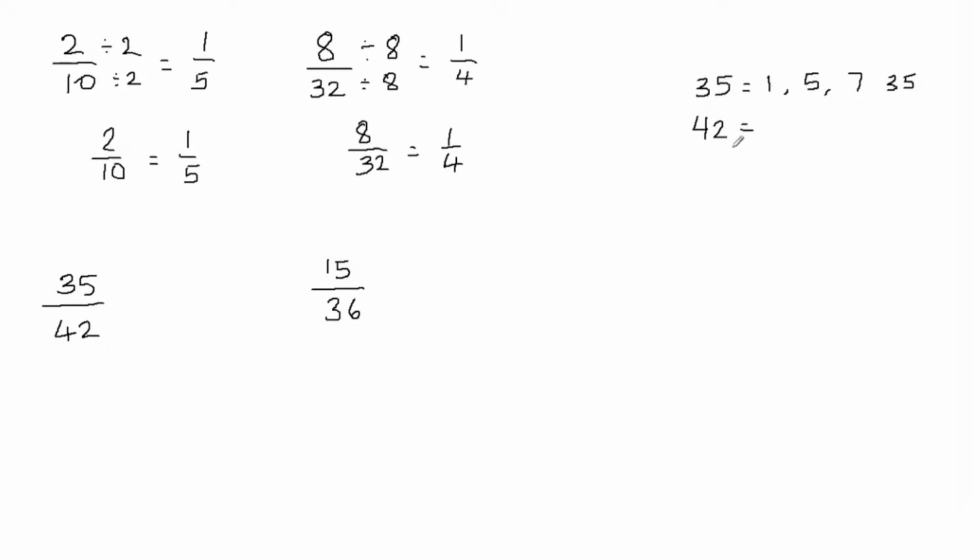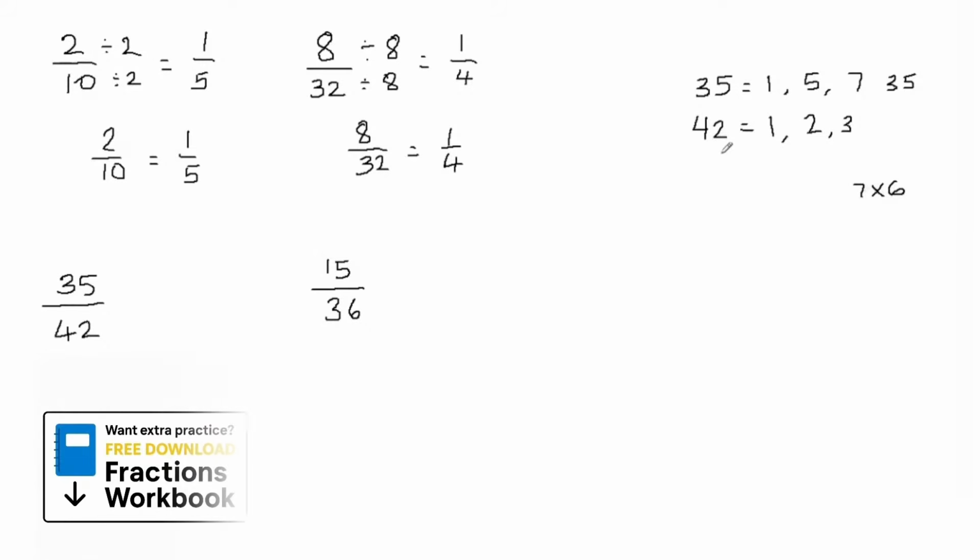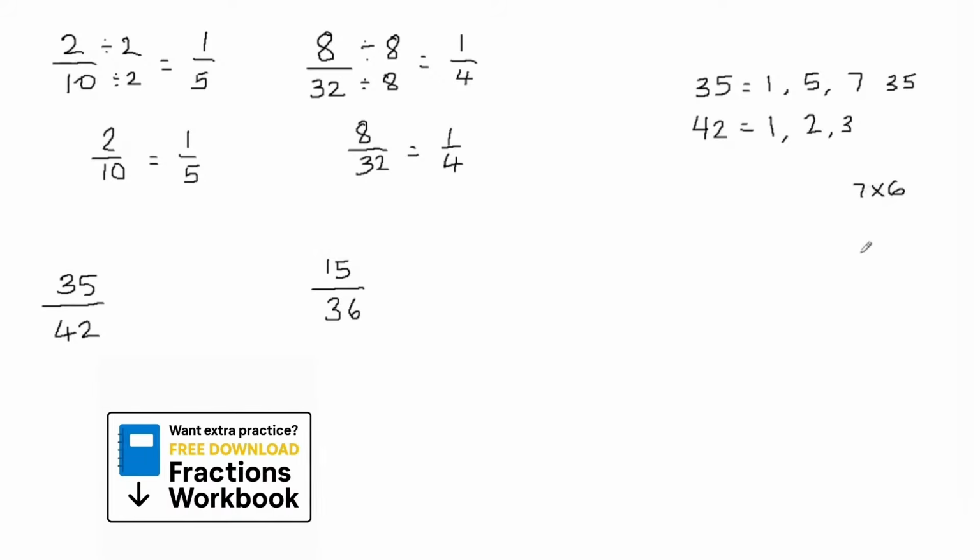Now let's write down the factors of 42. Starting from 1. Since 42 is an even number, it's obviously divisible by 2. 42 is also divisible by 3. You think of two factors which when multiplied give you 42. We know that 7 times 6 is 42.